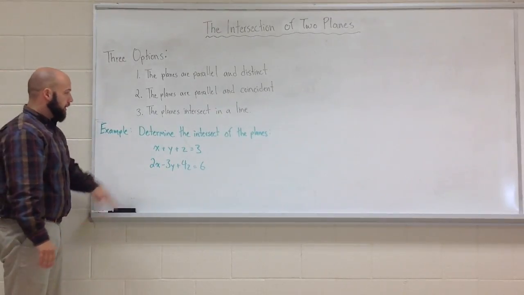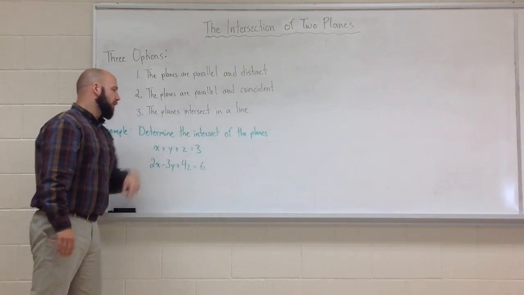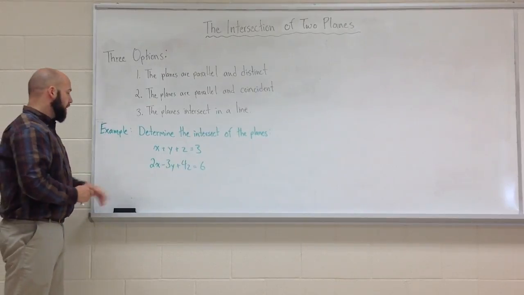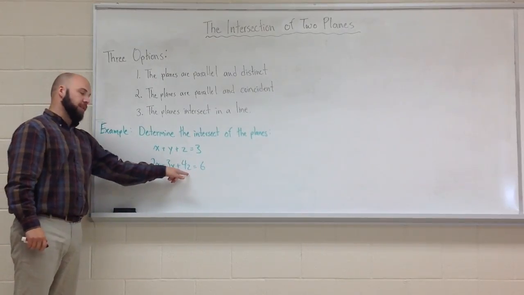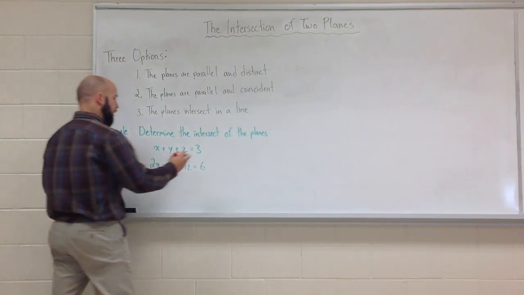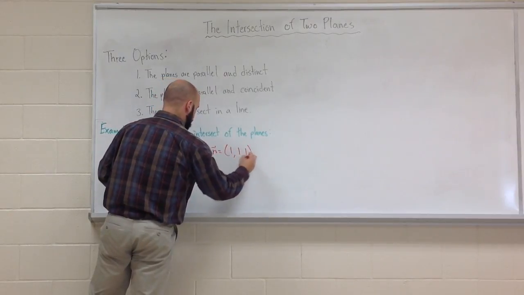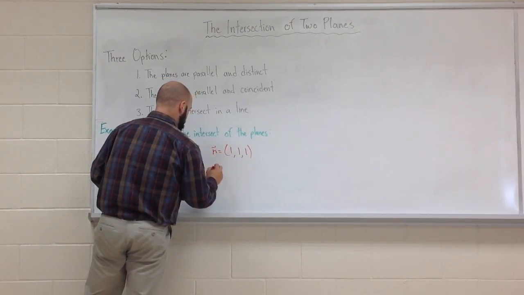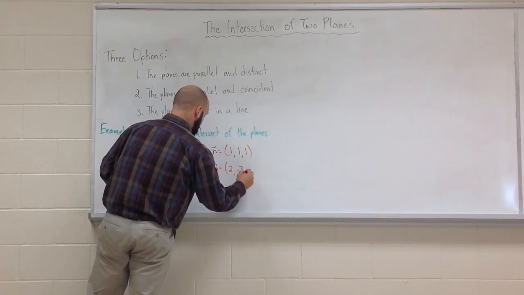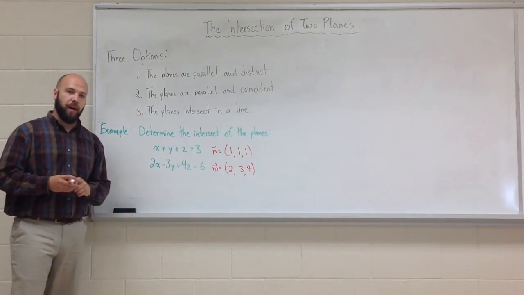Let's look at an example. It says determine the intersection of the planes. You're given two planes, x plus y plus z equals 3, and 2x minus 3y plus 4z equals 6. So first, let's determine their normal vectors. They're the coefficients in front of x, y, and z.